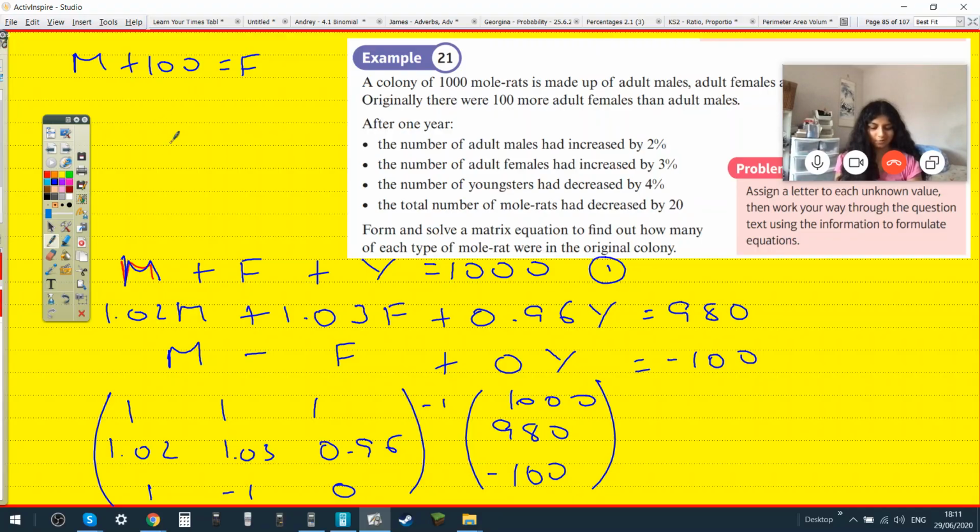Why do they have to do a question about mole rats, though? Maybe they get studied in the lab or something. Do they use them as lab rats? I don't think so. They're literally so ugly.